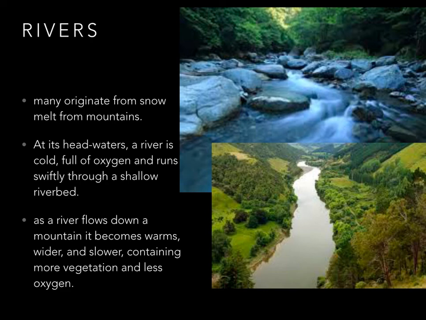And then as rivers flow down a mountain, it becomes warmer, wider, and slower. So this contains more vegetation and less oxygen. But it is warmer waters, and it does not have as much current.